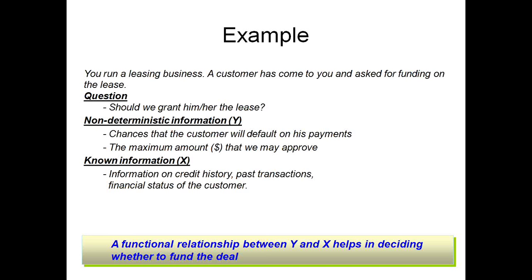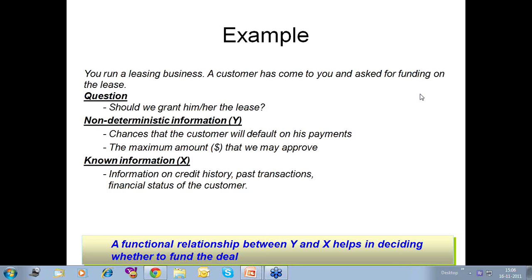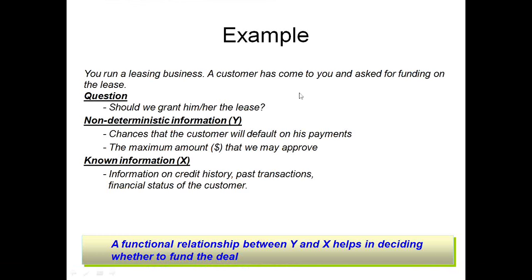Known information, which we have to use to predict these non-deterministic Ys, is information on credit history, past transactions, financial status of the customer, and we might have the demographic information, so lots of information. The more information we have, the better. We can discuss that information in detail, how those exercises would be able to predict Y. So a functional relationship between Y and X helps in deciding whether to fund the deal or not and how much fund we will approve.